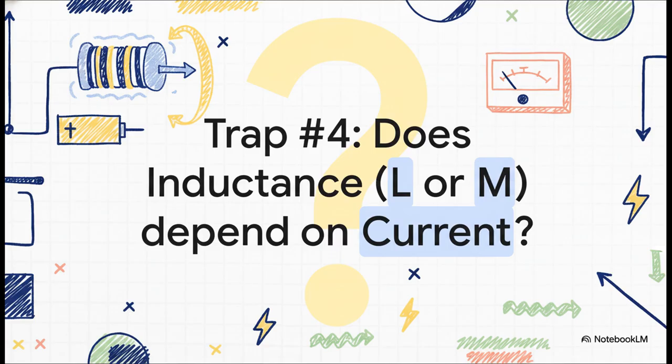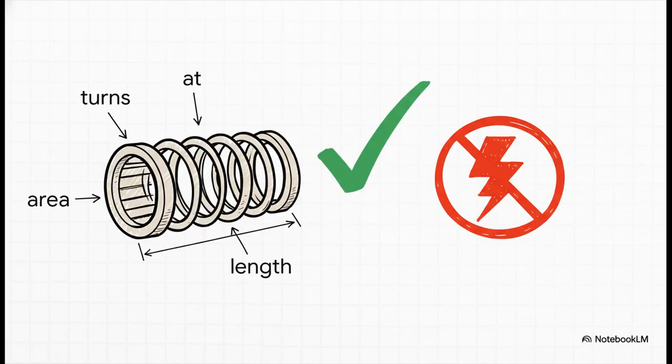We know inductance, whether it's L or M, has something to do with current, right? So if I double the current I'm pushing through a coil, does its inductance also double? The answer, a huge, resounding no. It does not. Think about it like this.